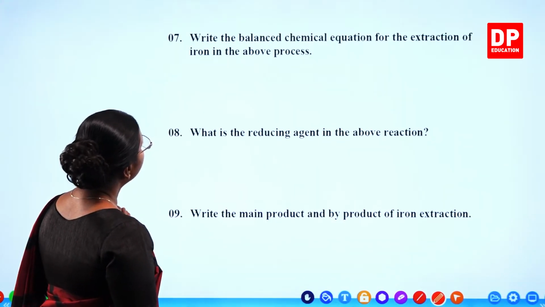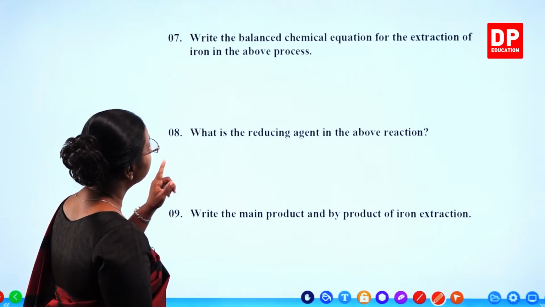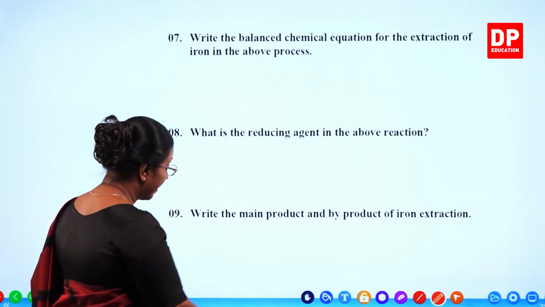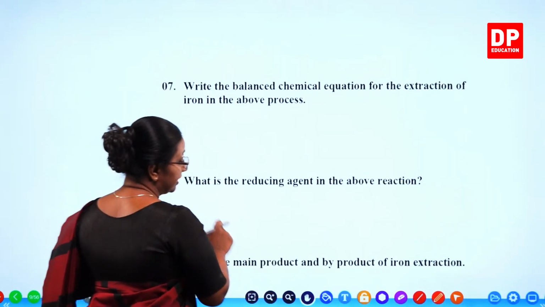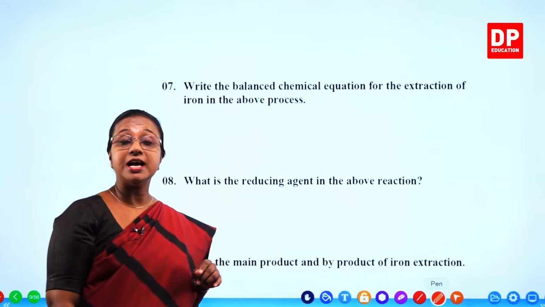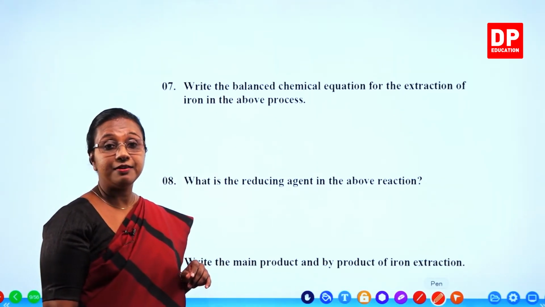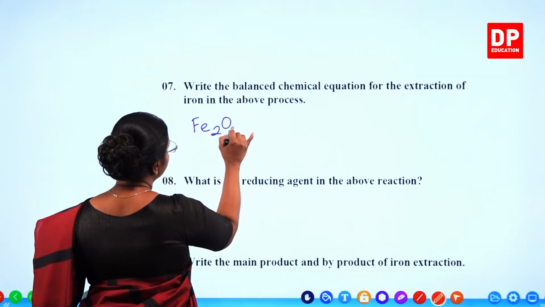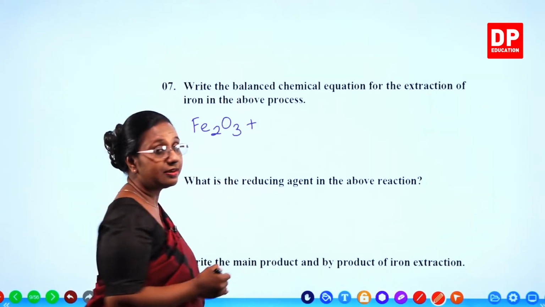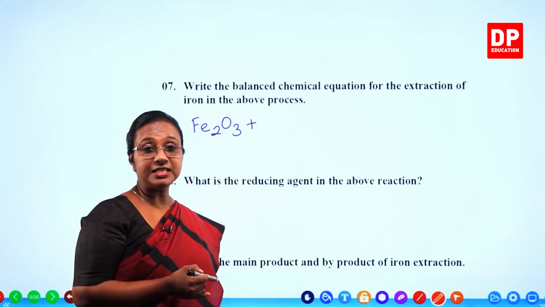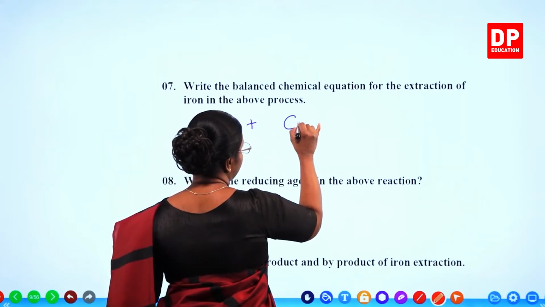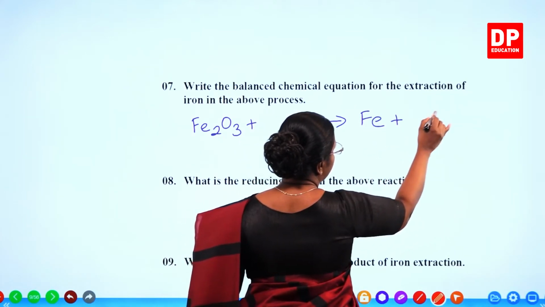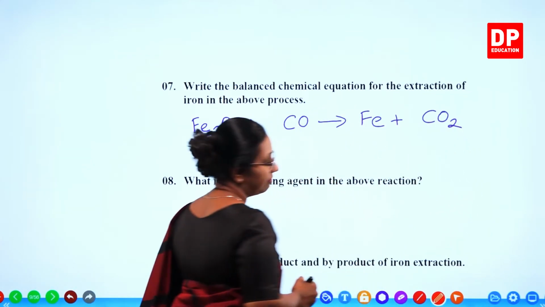7. Write the balanced chemical equation for the extraction of iron in the above process. So you're familiar with that. What is the form in which iron is present? It is hematite Fe2O3. So we have Fe2O3 there. And what is the reductant or the reducing agent? It is carbon monoxide. And from there we get Fe and carbon dioxide is released.